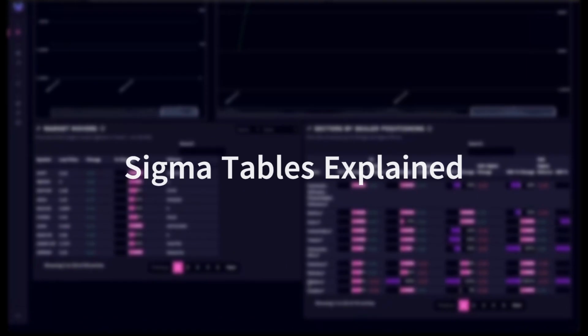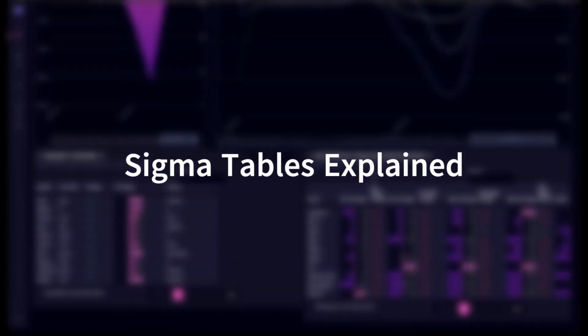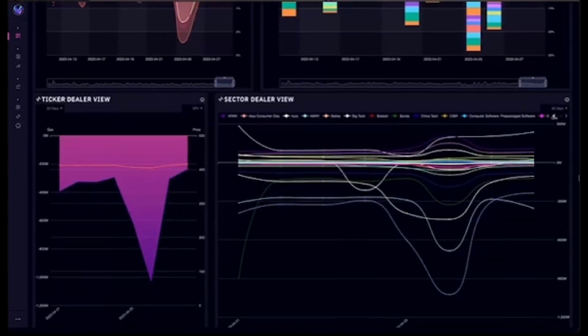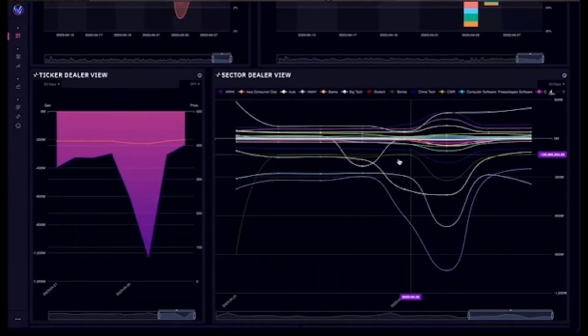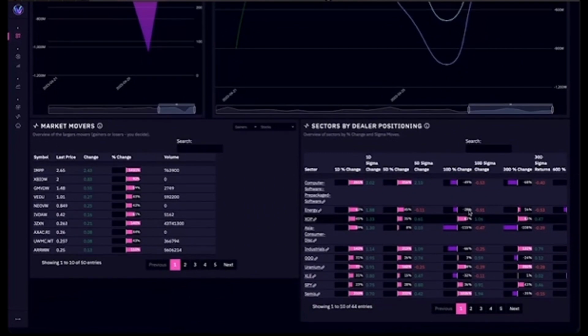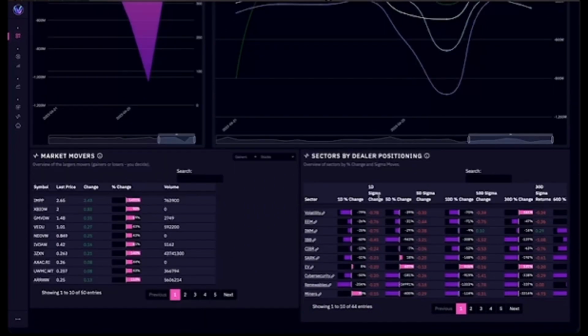Okay, so you've got your dealer table over here. And essentially what it's trying to do is take all of the stuff that you see here, where you've got various trends, and boil that down into something more simple to understand. So, all right, let's take a look at this, right?